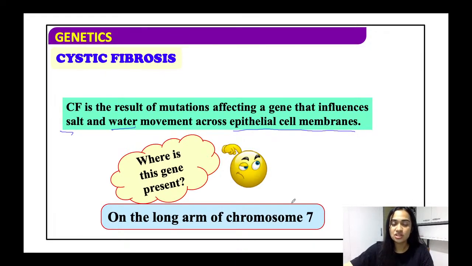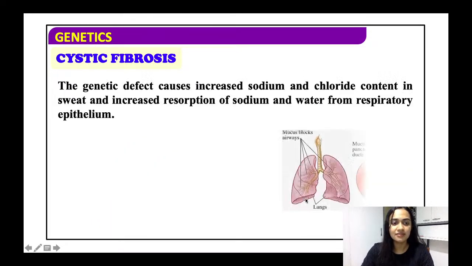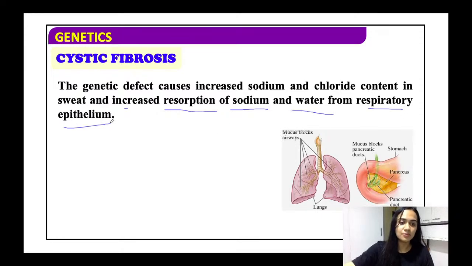A chromosome has 2 arms: one is the p arm and one is the q arm. The p arm is short and the q arm is long. So it is present on chromosome 7, that is, on the long arm of chromosome 7. The genetic defect causes increased sodium and chloride content in sweat and increased resorption of sodium and water from the respiratory epithelium. So what is happening now? There is an increased resorption of sodium and water.